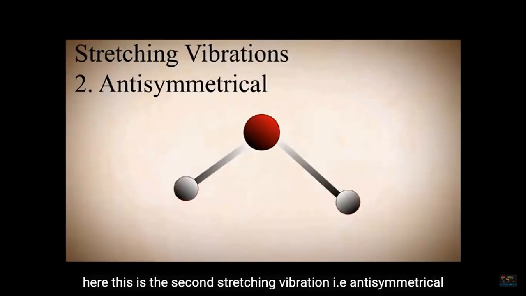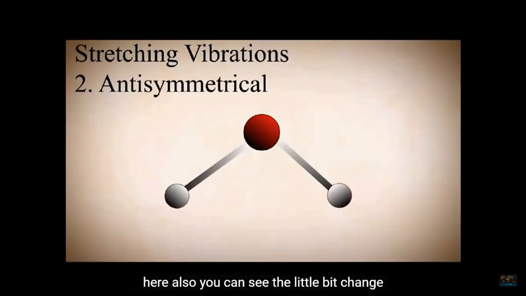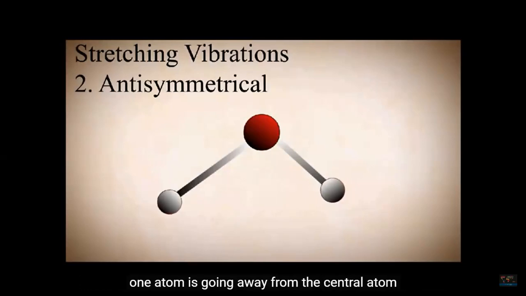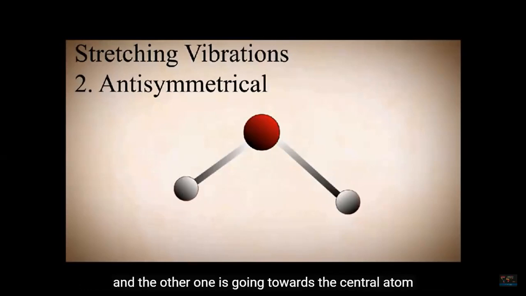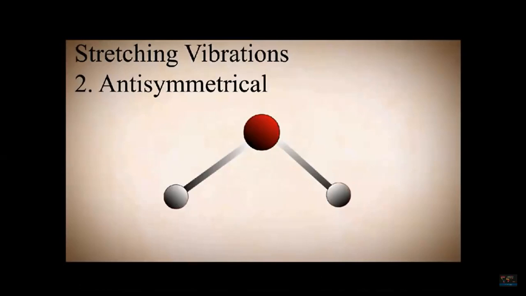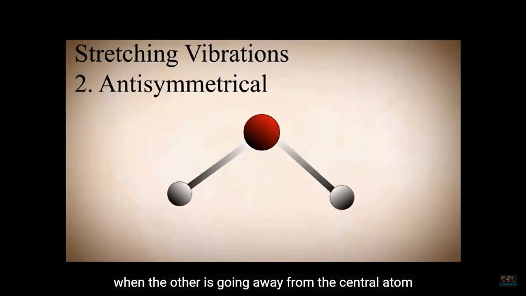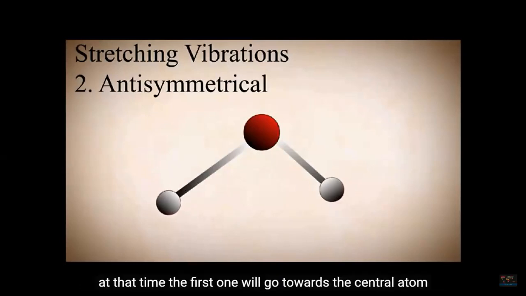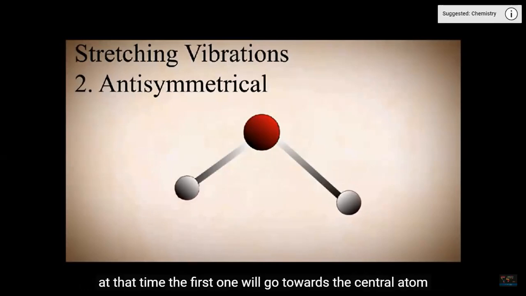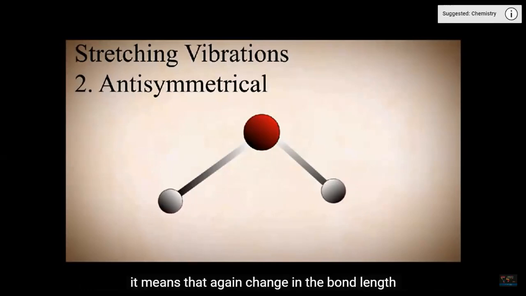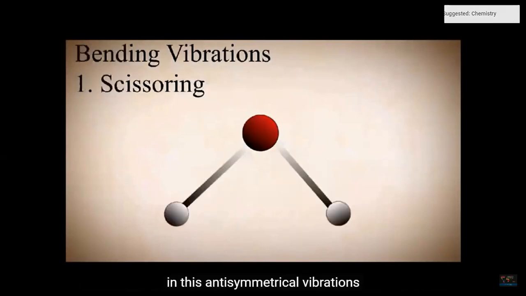Here, this is the second stretching vibration, that is anti-symmetrical. Here also you can see a little bit of change. One atom is going away from the central atom and the other one is going towards the central atom, and vice versa. When the other is going away from the central atom, at that time the first one will go towards the central atom. It means that again there is change in the bond length in these antisymmetrical vibrations.